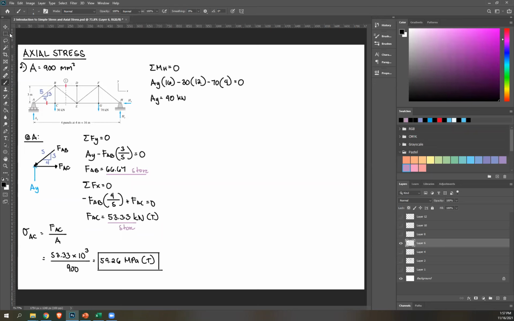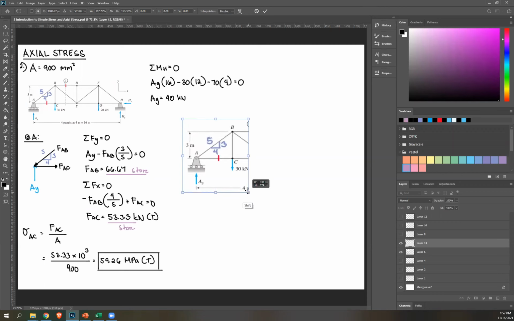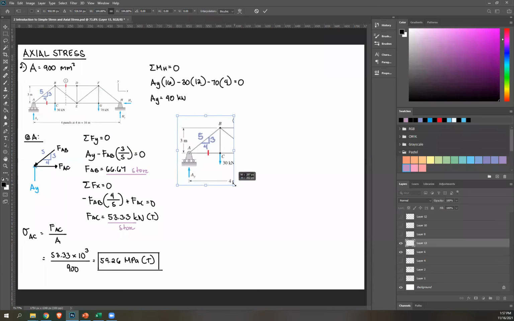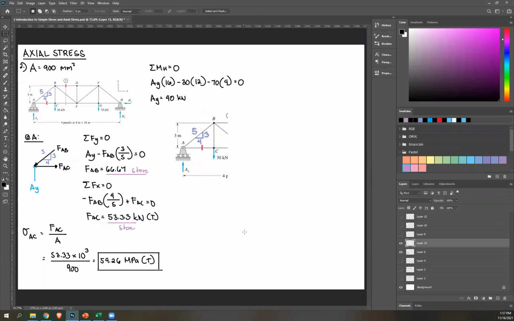So I'm gonna isolate this side, the left side, because that is the side where I've already solved for the reaction. You can also isolate the right side. It's up to you. But if you isolate the right side, just know that you have to solve for hx, hy first. Now again, I chose left because I already know ay.